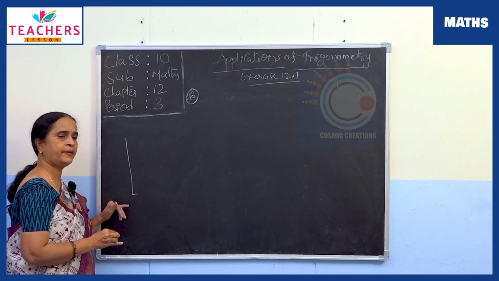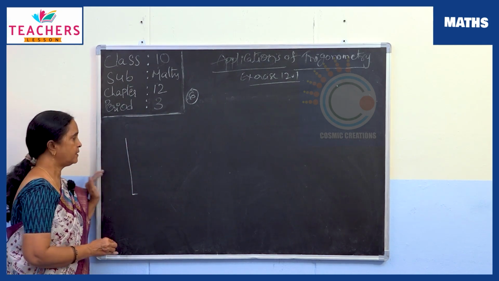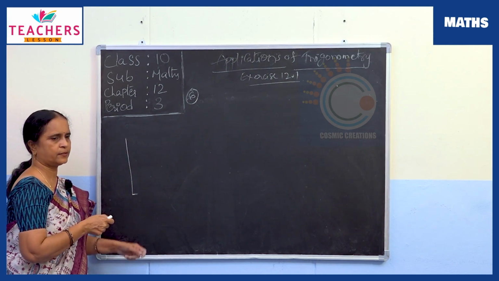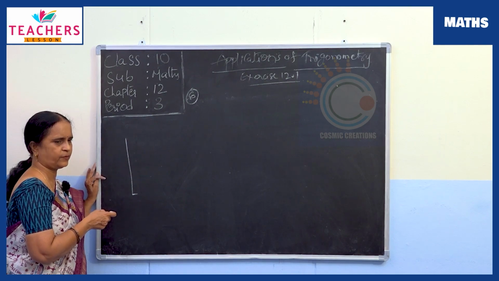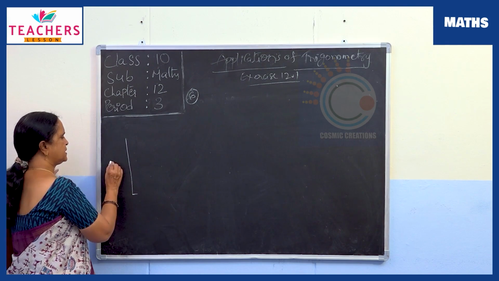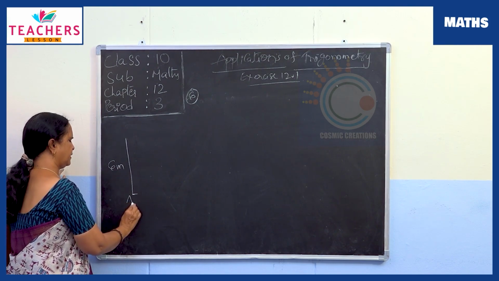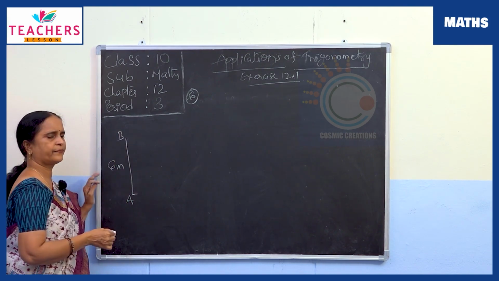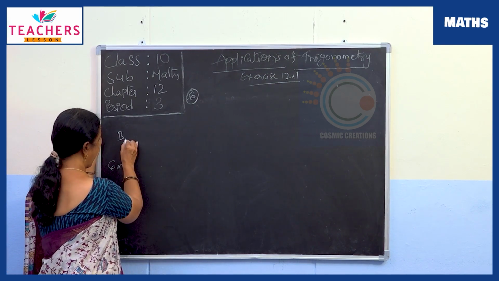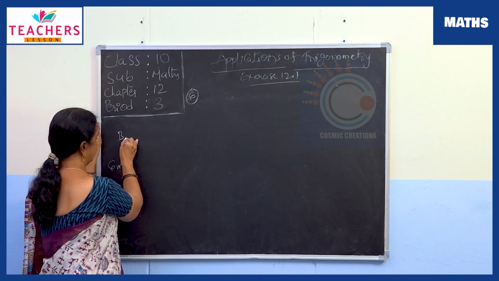Where will the building be? On the ground. This is the top of the building. I just stand and shoot an arrow. The height is 6 meters, given. Let AB be the building. The target is on the ground at an angle of depression of 60 degrees. The angle of depression is given.